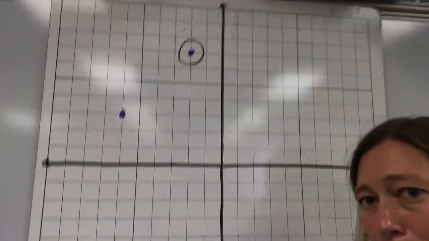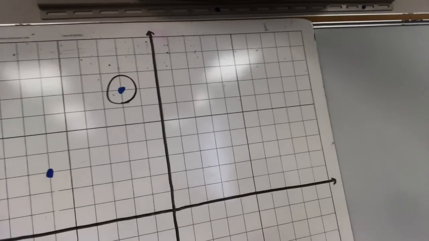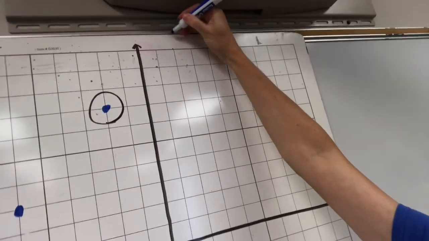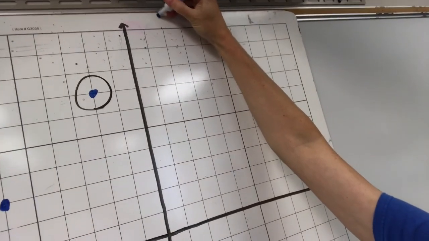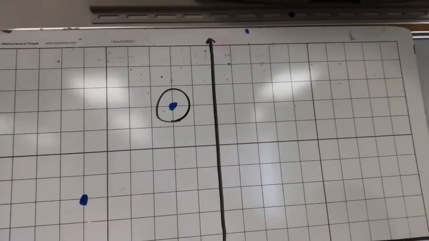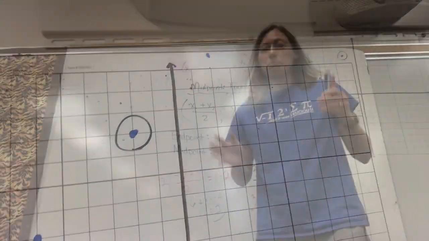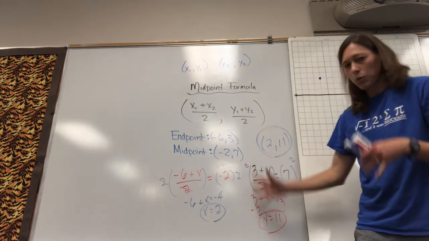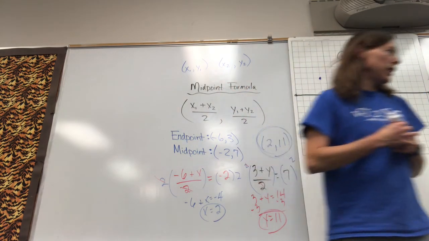Okay. So we're gonna go 2, 11, which would be like up here somewhere. There we go. There. Okay, so that is my other endpoint, and that does look reasonable. But that's kind of a lot of work. So I'm going to show you an easier way.